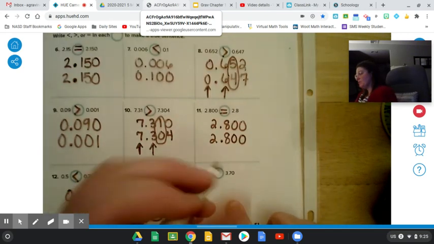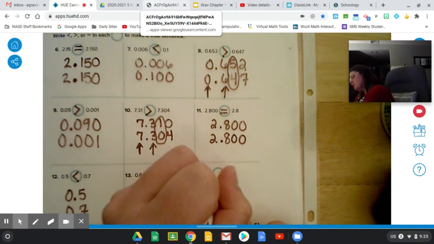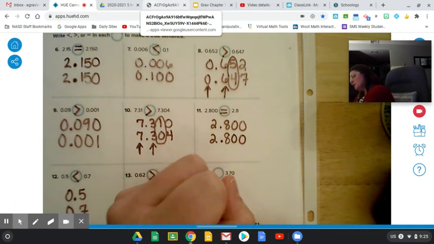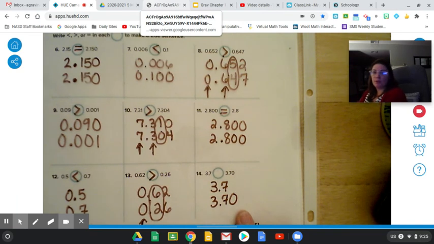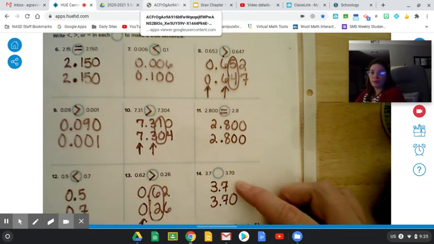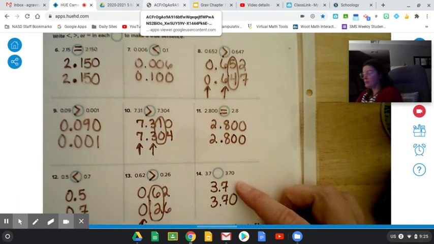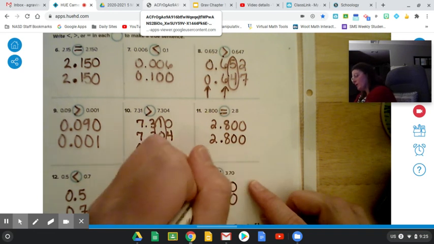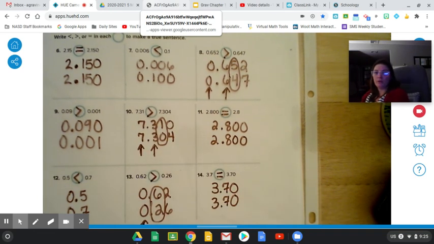And last one, 3 and 7 tenths and 3 and 70 hundredths. What do we put in this little hole? A 0. We annex a 0 and we can see that they are equivalent.